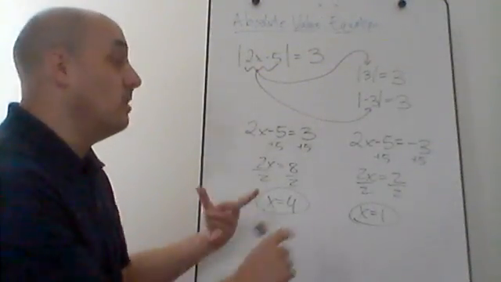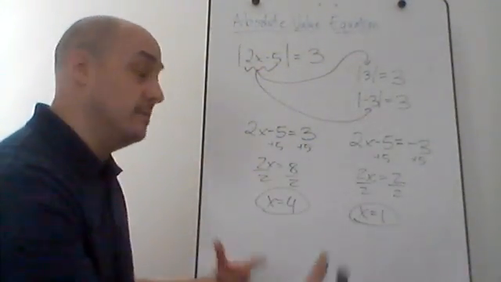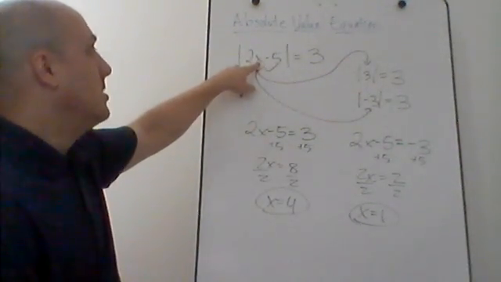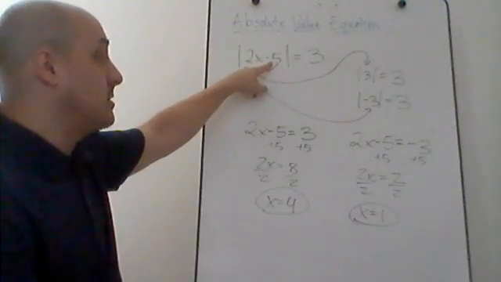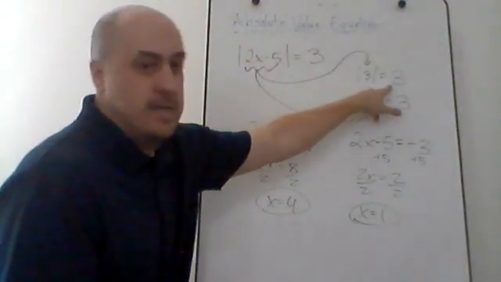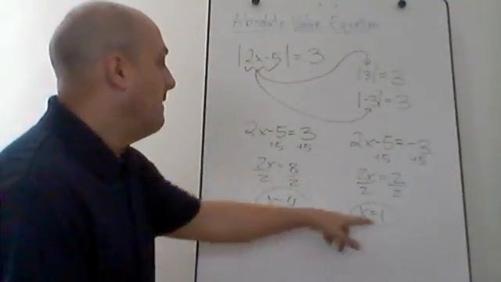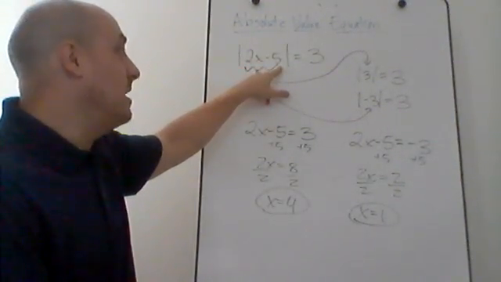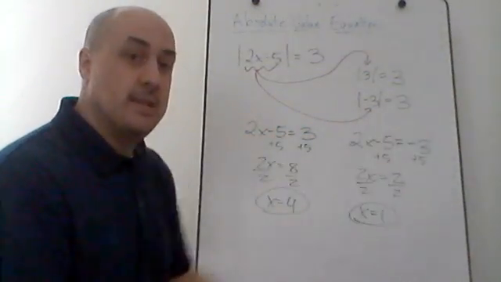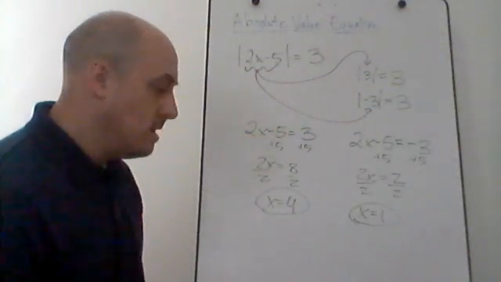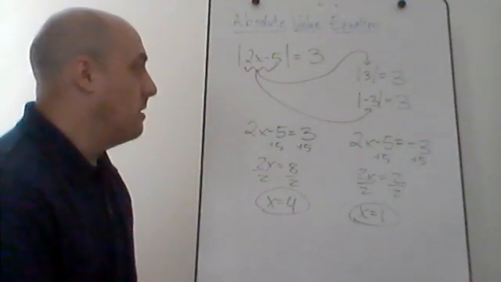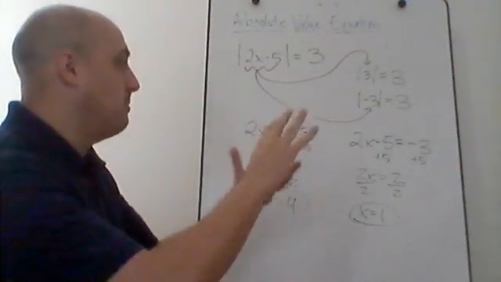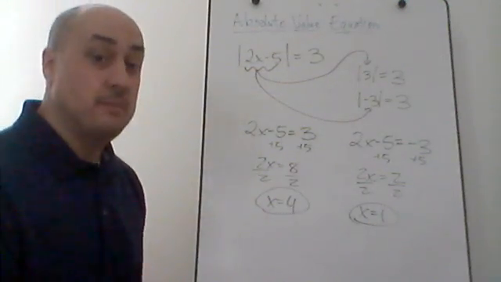Not hard to do as long as you do that first step correctly of separating it into the two separate equations. If you want to, you can check your answer. If I plug in x equals 4, 2 times 4 is 8, 8 minus 5 equals 3, and the absolute value of 3 equals 3. That works. If I plug in x equals 1, 2 times 1 is 2, 2 minus 5 is negative 3, and the absolute value of negative 3 equals 3. Both of those solutions check out. That's solving an absolute value equation. Again, if you do that first part correctly of separating it, you'll be fine. It's not too hard from there.